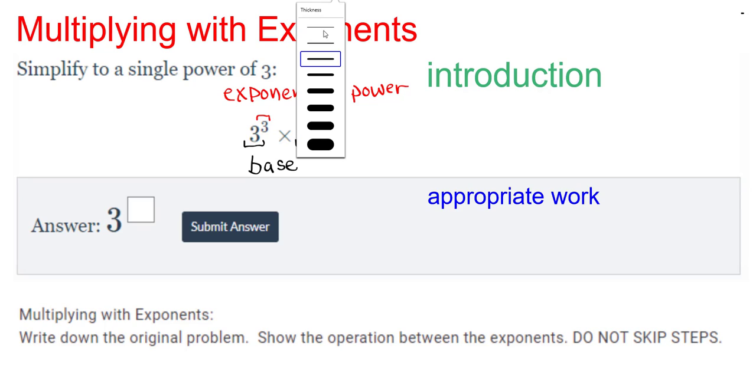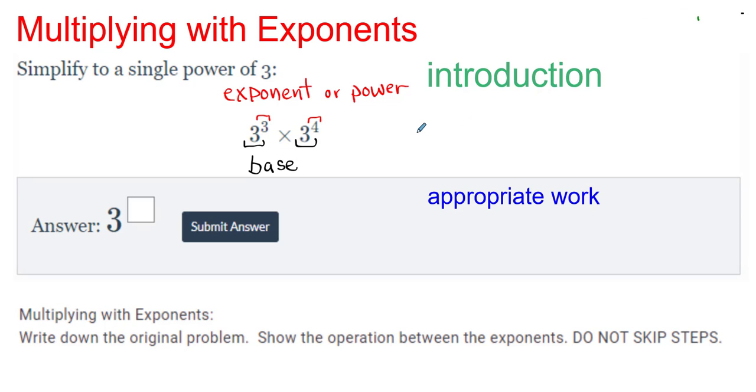So if I switch over to green, I'm going to introduce these in an expanded form. So 3 to the power of 3 really means 3 multiplied by 3 multiplied by 3, and then 3 to the power of 4, and I'll just put the multiply symbol in there. They just use that. Sometimes they'll use a dot as well. 3 to the power of 4 is really 3 times 3 times 3 times 3.